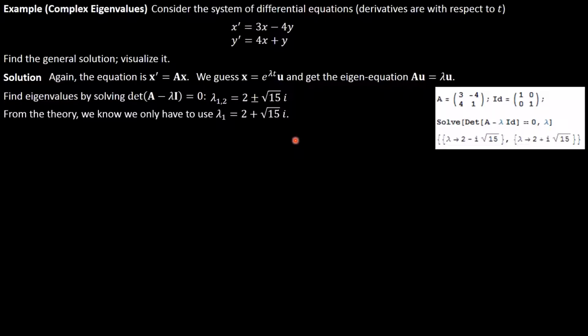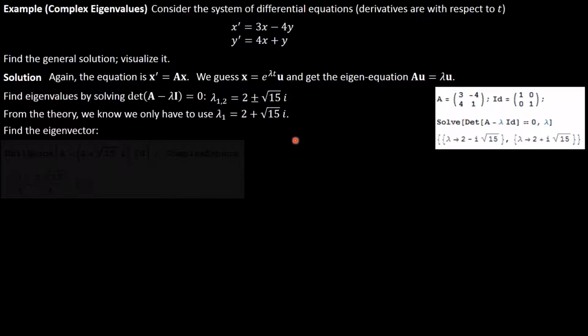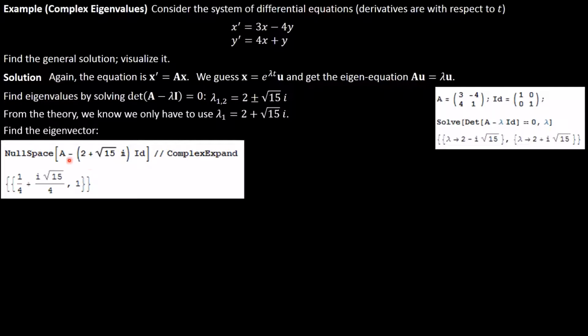If we use that eigenvalue, we can find the eigenvector. It's kind of annoying, really. Doing complex number arithmetic is kind of cumbersome, so it's definitely a good idea to use Mathematica. So I found the null space, but when I typed this in, it gave me a kind of weird answer, so I used the Expand function to simplify it. So this is what I ended up getting. This is our null space. This is our eigenvector: 1/4 plus root 15 over 4 i, comma 1 is our eigenvector.